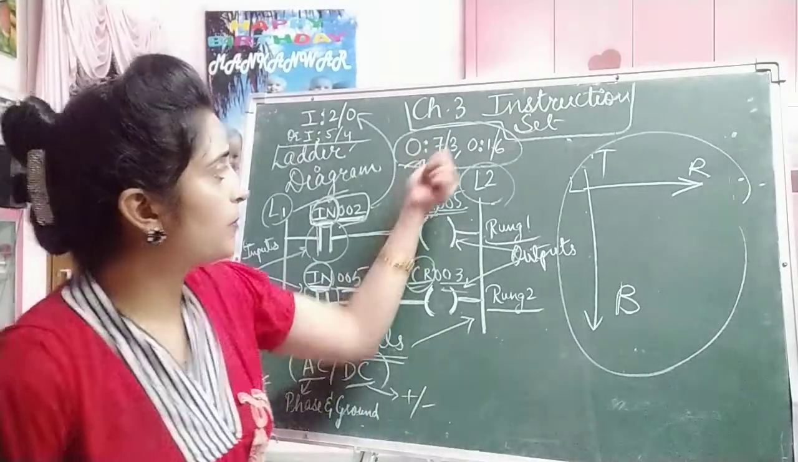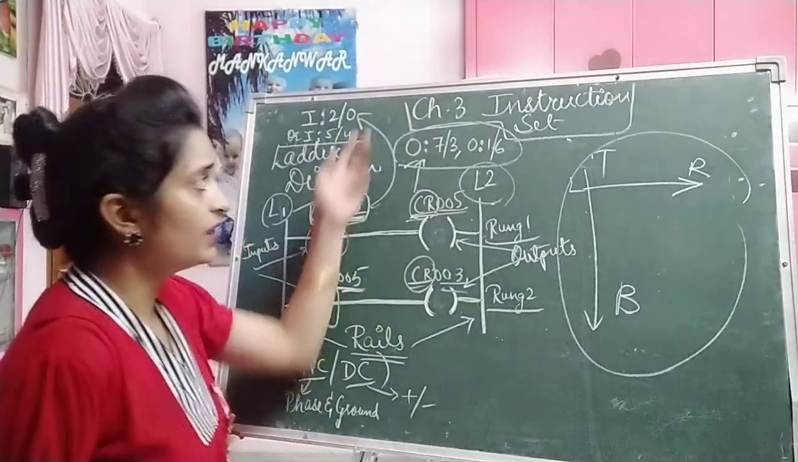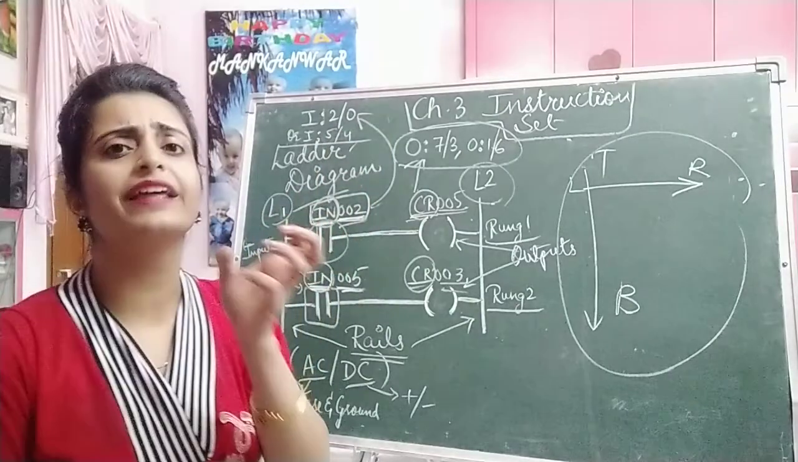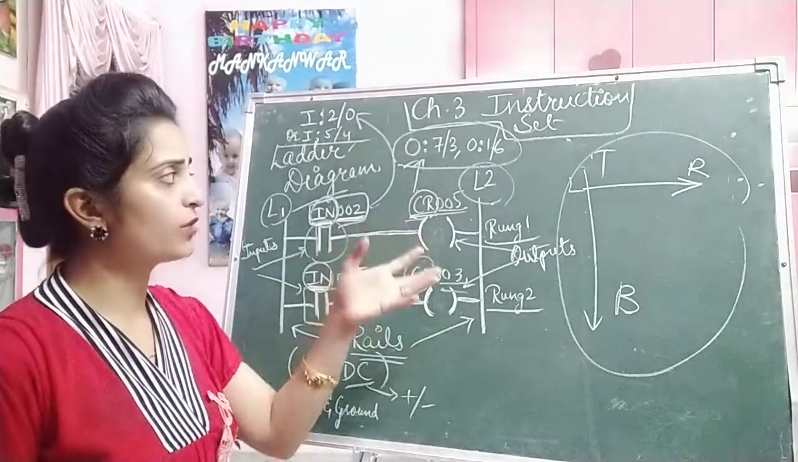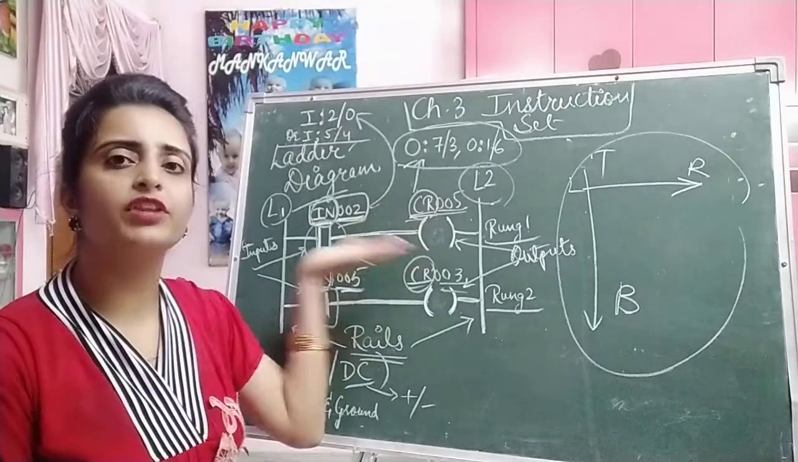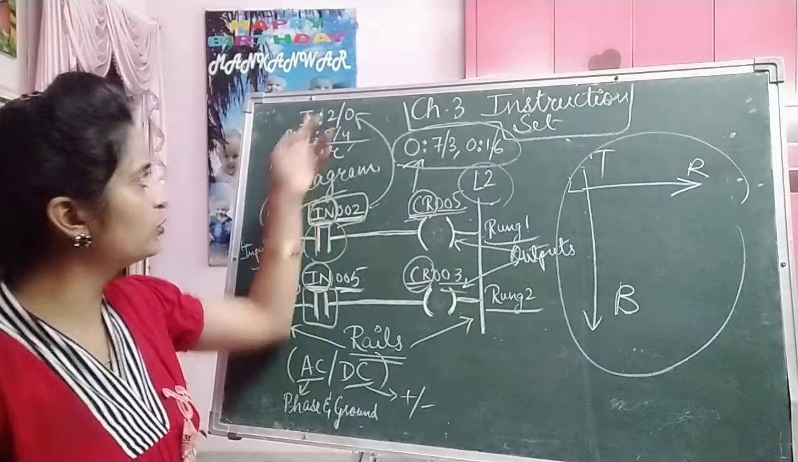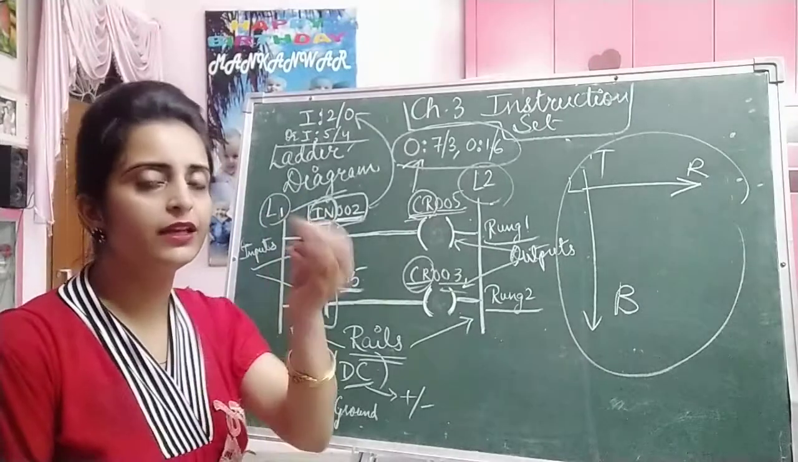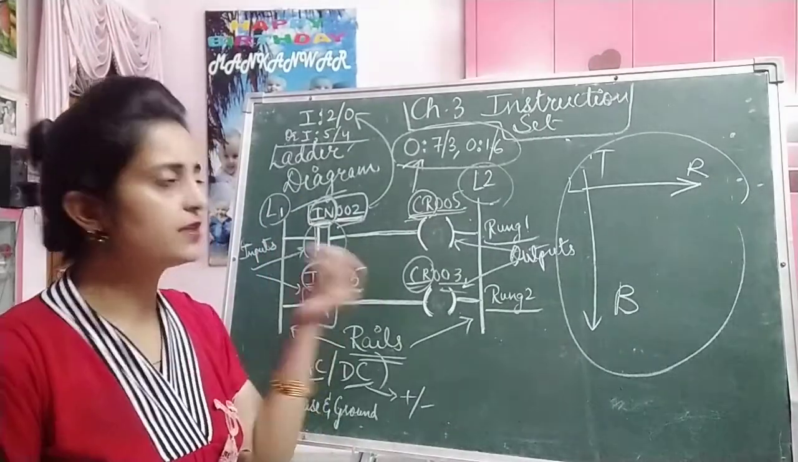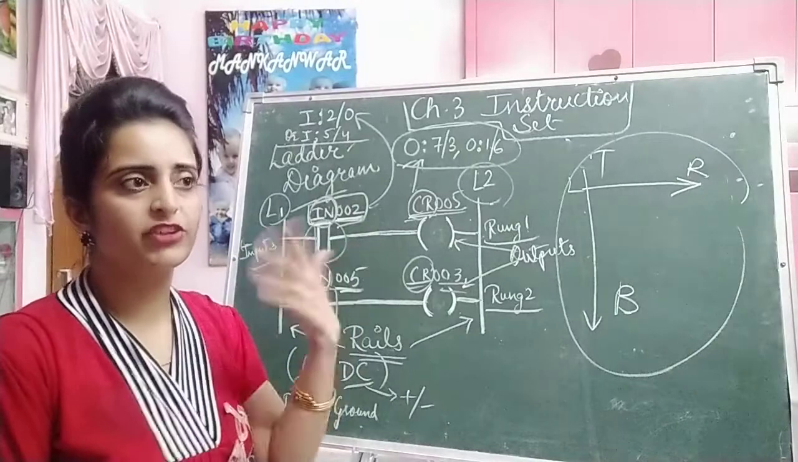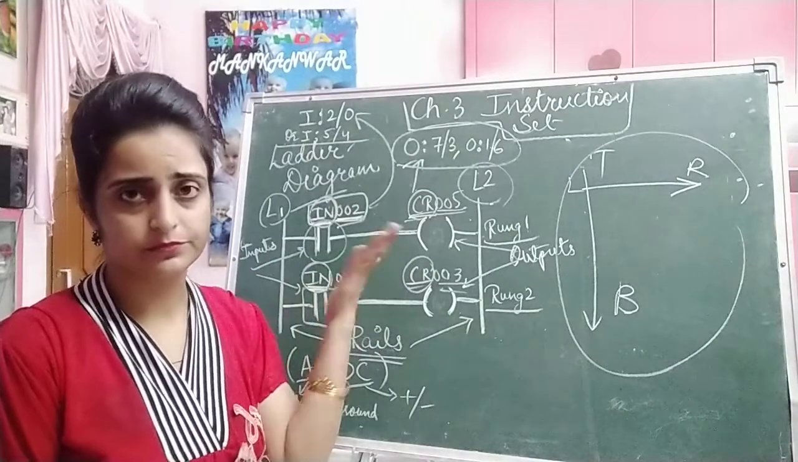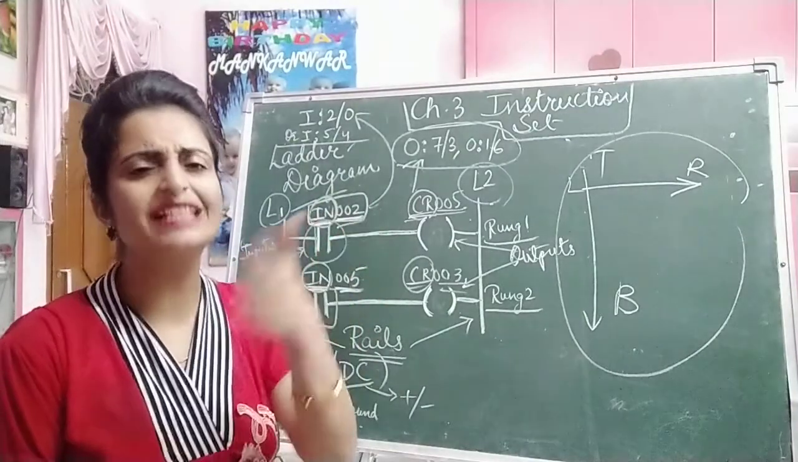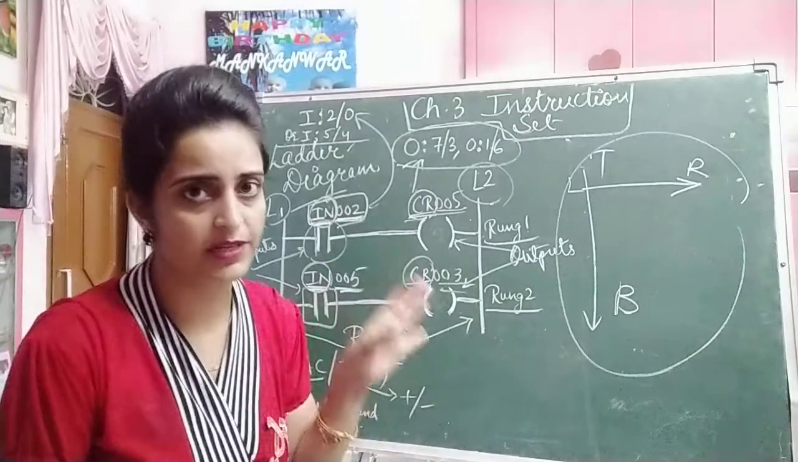So these numbers will be used as a symbolic representation, or you can say the names of the inputs and outputs. It could be used like this also and like this also. So both will be correct. In any way you could use it, but it depends on which company, which PLC you are actually using.